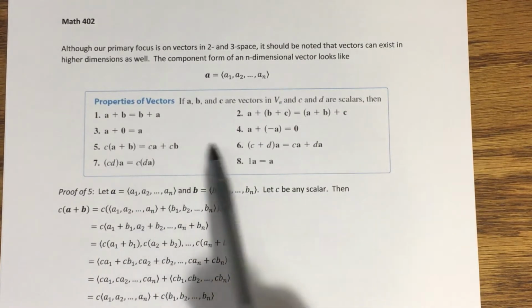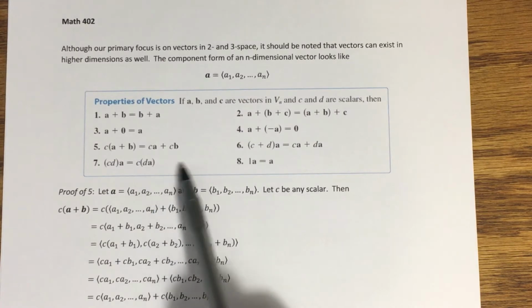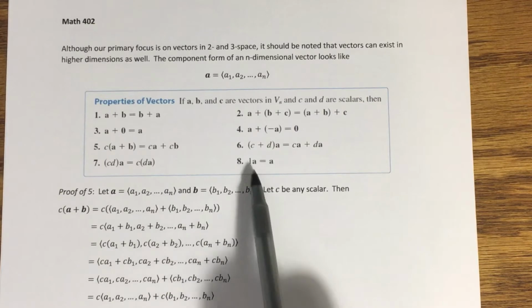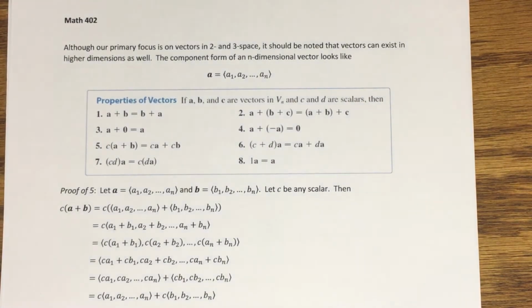And we have variations on the distributive property. This is a property called homogeneity. Multiplying a vector by the scalar 1 gives us the same vector. All of these are familiar properties, and we're just used to thinking of them in real numbers. This is to show that they also work with vectors. Okay.